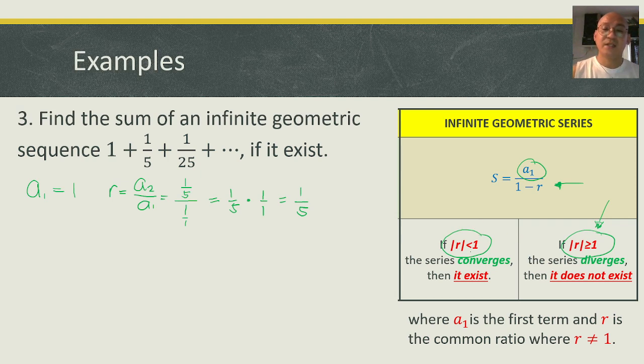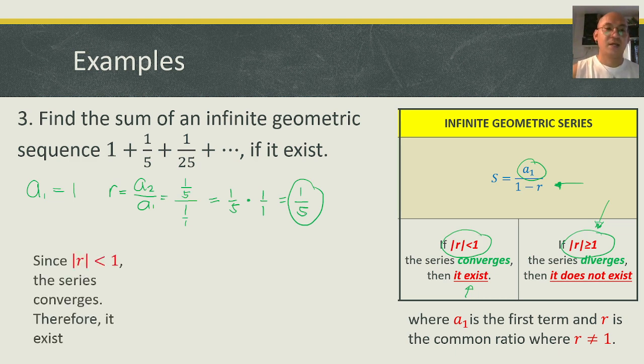So since the common ratio is 1/5, we have these two conditions. First, if the absolute value of the common ratio is less than 1, it does exist. But if the absolute value of the common ratio is greater than or equal to 1, it doesn't exist. So therefore, since 1/5 is less than 1, it does exist. We have this solution. Okay? So therefore, the series converges.